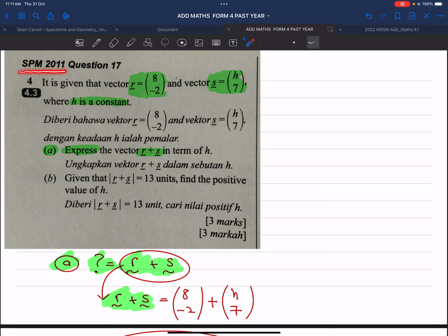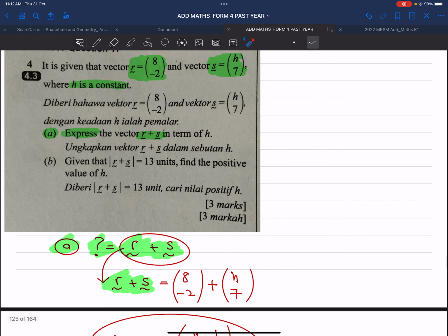SPM 2011, topic vector. It is given that the vector R is (8, -2) and vector S is (H, 7), where H is a constant. Part A, express the vector R plus S in terms of H.